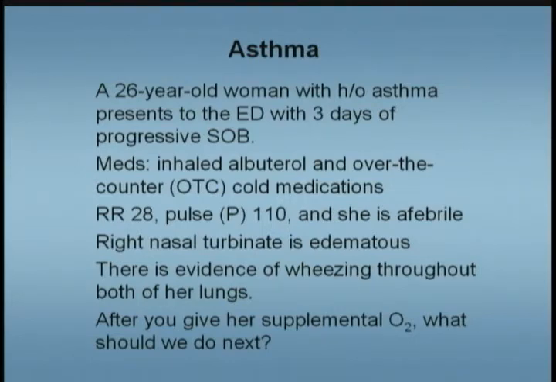After you give her supplemental oxygen, that's the first thing we do, what should we do next? So that's an important question. The answer is, you're going to see a little bit later, what do we do after we give the patient supplemental oxygen? We give the patient a bronchodilator. The best way to resolve the bronchoconstriction that a patient with asthma has is to give them short-acting bronchodilators. So the answer here would be to give the patient albuterol to resolve the bronchoconstriction.